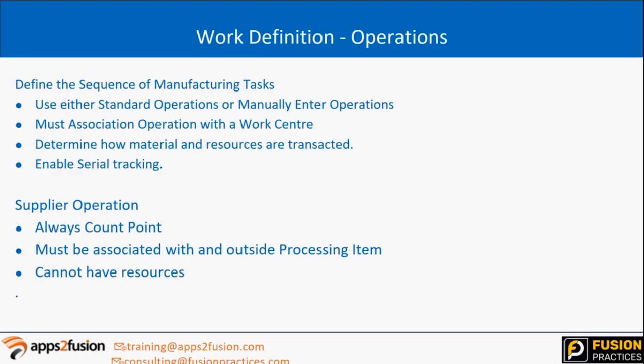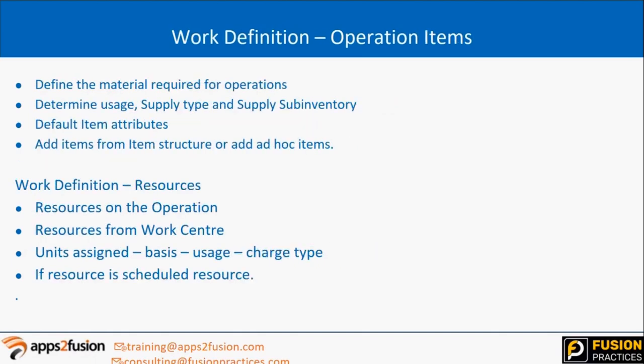Am I right? Correct. So this slide was all about the work definition operations. The next is all about the operation items, like the items or components that we associate to every operation, and the resources that we assign. So the work definition operation items are the material required at every operation, and they determine the usage. So basically you tell which is the supply type, which is the supply subinventory, whether it's push, pull, assembly pull, or operation pull.